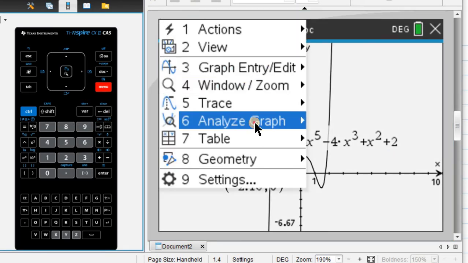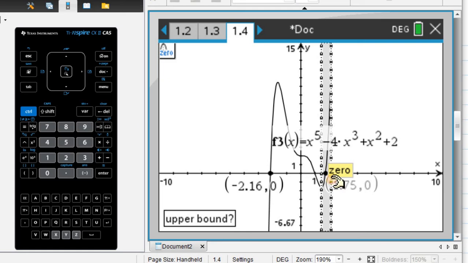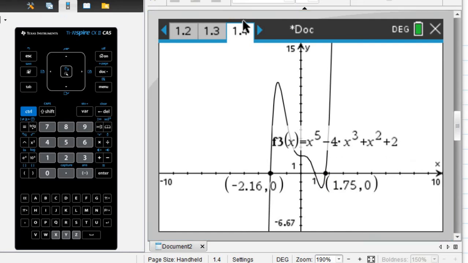Menu, analyze graph, zero. I need to calculate this last zero, so I put my line on the left-hand side of it, and then span over to the right-hand side of it, and there is my other point. So far, I know that this curve has 3 zeros. One of them is at negative 2.16, one of them is at 1, and one of them is at 1.75. Okay, let's continue on and find our turning points.